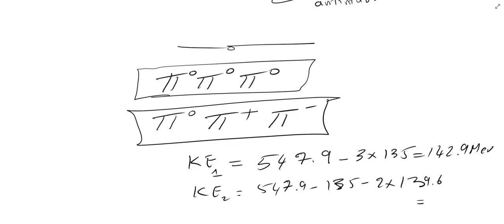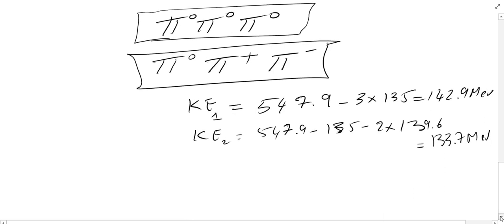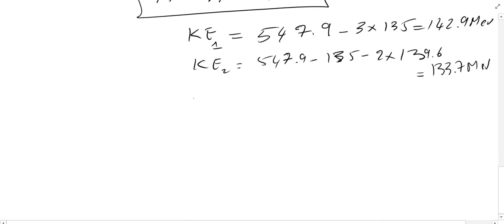minus 2 times 139.6. So the answer is slightly less, which is 133.7 mega electron volt. Okay, so that answers this problem. Problem 44, for 43, I'm sorry.